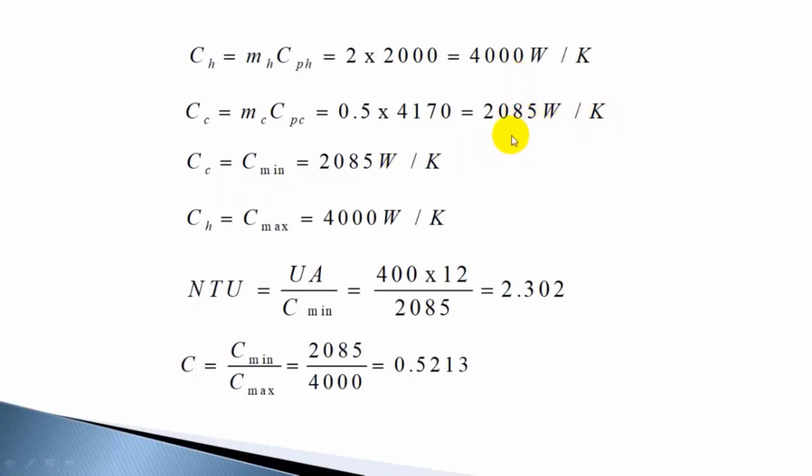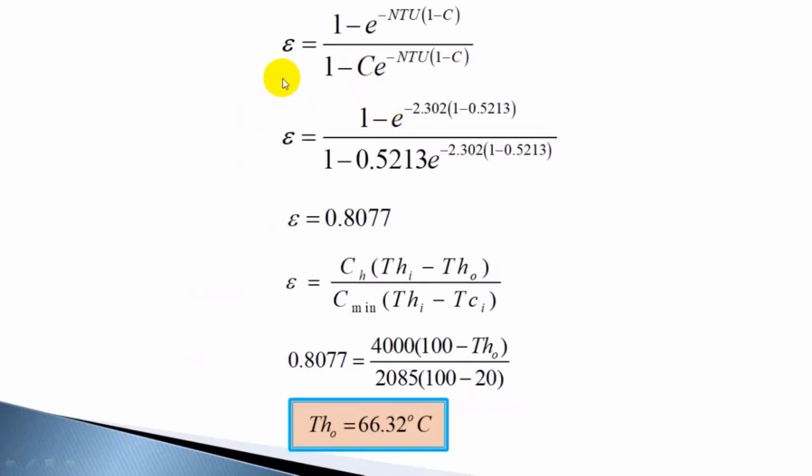So out of these two values, this is the minimum value of heat capacity. So Cc is C minimum, 2085 watts per Kelvin. And Ch is now C max, 4000 watts per Kelvin. Now you can find out NTU using the equation UA by C minimum. U is known, 400, area is 12, and minimum value of heat capacity is 2085. So you get NTU as 2.302. And the heat capacity ratio, C minimum by C max, is 2085 divided by 4000. You get 0.5213.